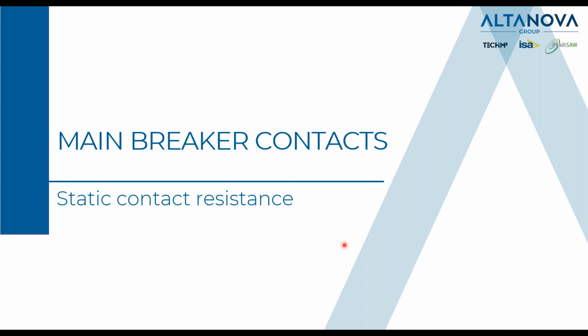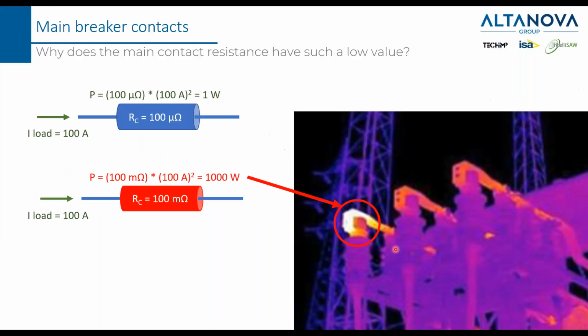Having understood that the open and close time are very important parameters, now we understand another very important parameter, that is the resistance of the contact. So we said before that the resistance has a very low value in the range of microohms. But why is it necessary that the resistance has a very low value? And the answer is here.